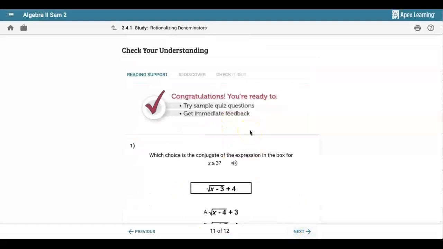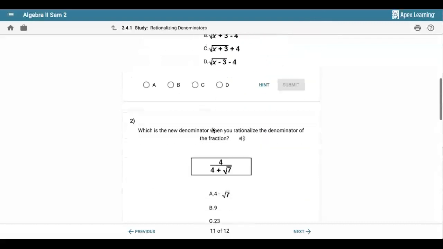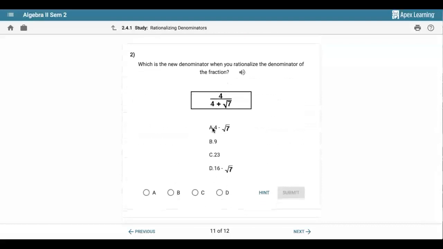Same thing with this one. Looking at some of these questions, which choice is the conjugate of the expression in the box below? Remember, it's the same exact values for A and B. You just have an opposite sign between them. Something I do want to point out is they're doing a really good job of saying, as long as x is greater than or equal to 3, because we don't have the ability to take the square root of a negative number at this point. Square roots of negative numbers are not real, so we don't take them.